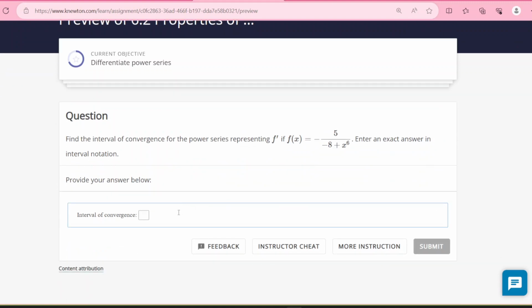Okay, this one we are asked about, the interval of convergence. All right, so find the interval of convergence for the power series representing this function. So this is very similar to the one we saw before. I believe it had -4 in the numerator and -3 plus x to the 6 earlier, but we'll still write it out.